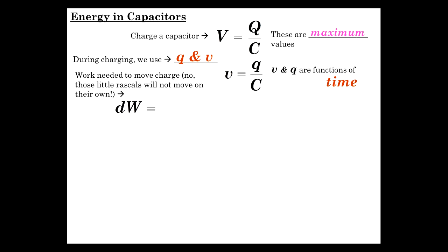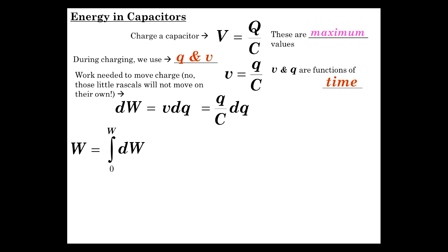So let's consider differential work. dW is V dQ. Work is volts times charge. And for every little dq that we move, the V is changing a little bit. So we do need to do an integral here. Now V is Q over C. So again, as the charge increases, the voltage increases because of this connection between volts and charge. So then it gets harder and harder to move those little dq's onto the capacitor plate.